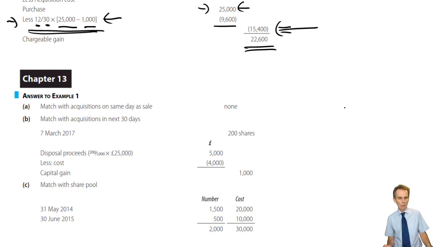The problem will not be how much are we selling these shares for, or when we give them away, what is their market value. That we can handle, or it's just given to you in the question if it's the sales proceeds. The problem is what's going to be the allowable cost of those shares. You might think, well, where's the problem? I bought some shares, I sell some shares. I know what I paid for them, I know what I sell them for.